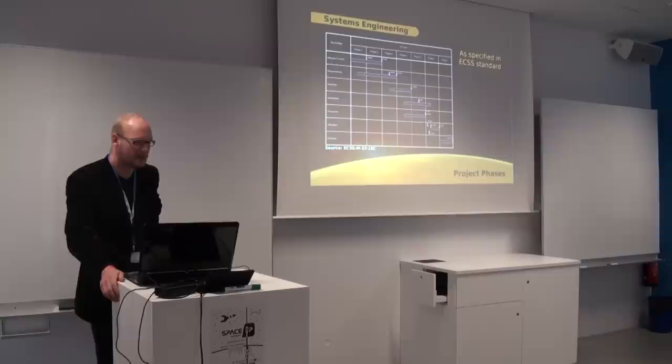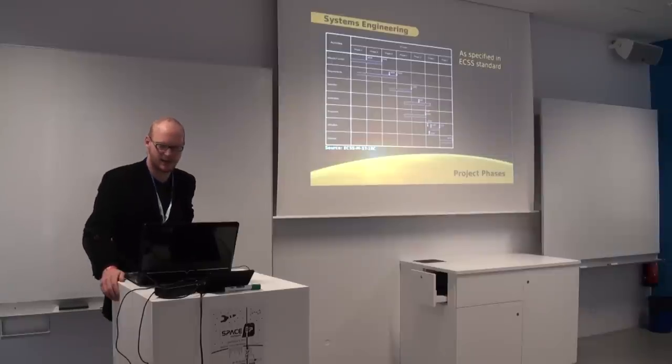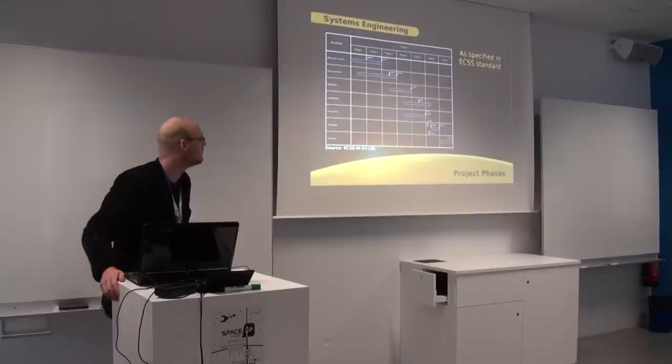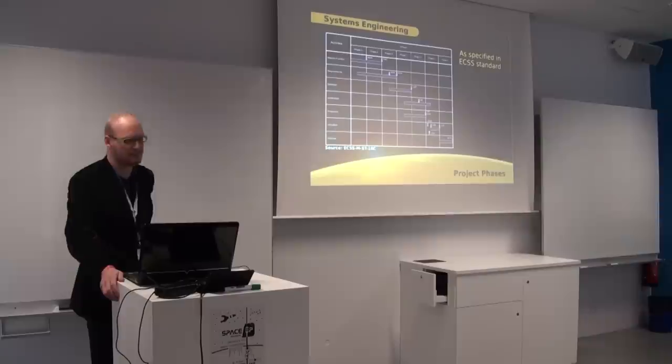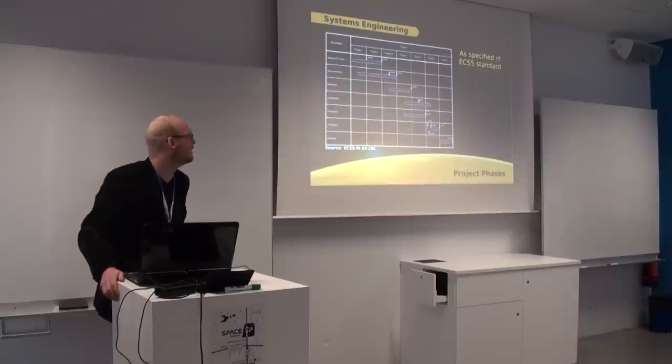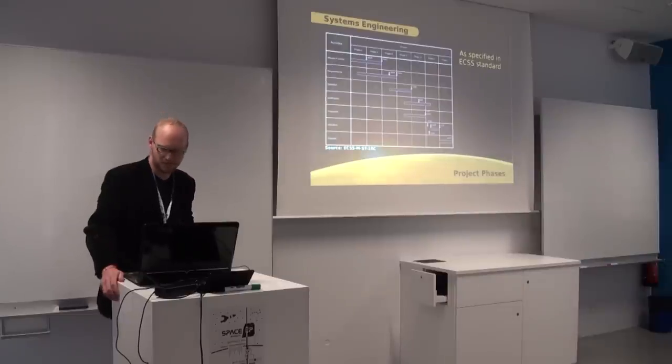Development phases are normally divided into five or six different phases. The main point here is that in the different development phases of your project, from A to E, you have different tasks to fulfill. In the first phases, you have mission function definition, then in the second phase, requirements, and then detailed definition of your mission, verification, and production.